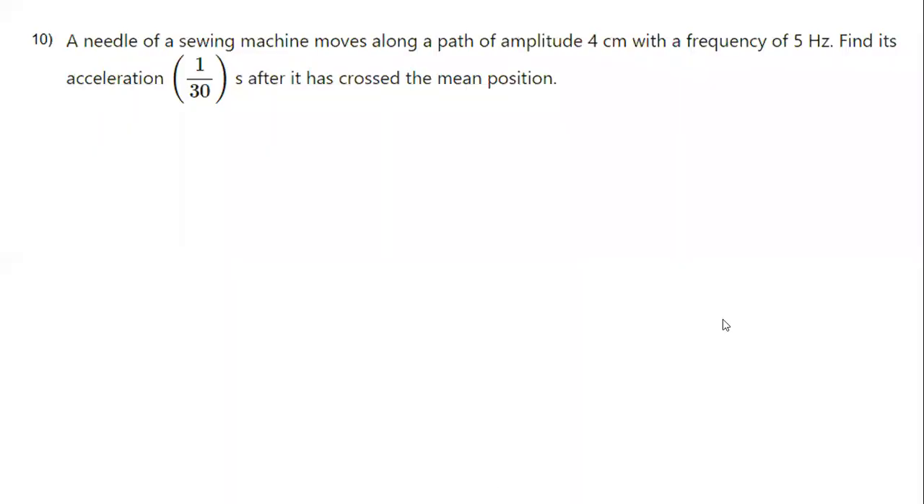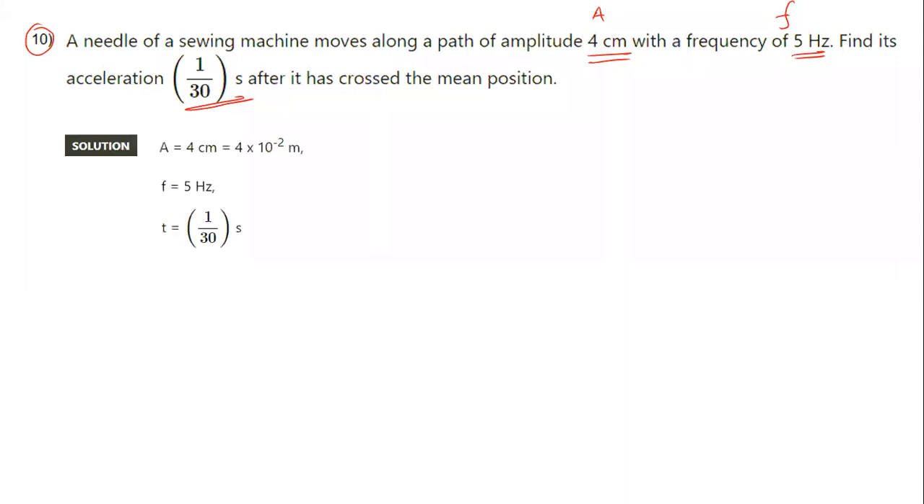Now question number 10 from the exercise. A needle of a sewing machine moves along a path of amplitude with a frequency of 5 Hz. Find its acceleration 1 by 30 seconds after it has crossed the mean position. Means time is given. Now let me list all the given parameters. These are the given: amplitude, frequency and time.